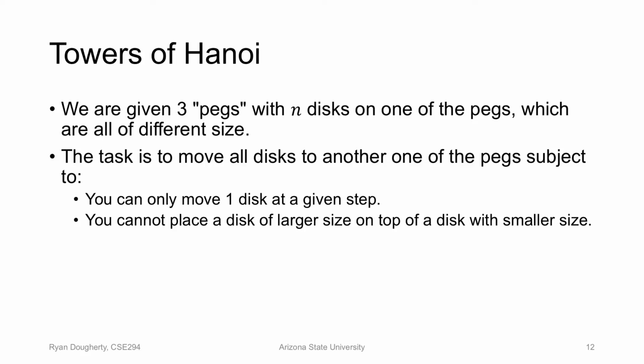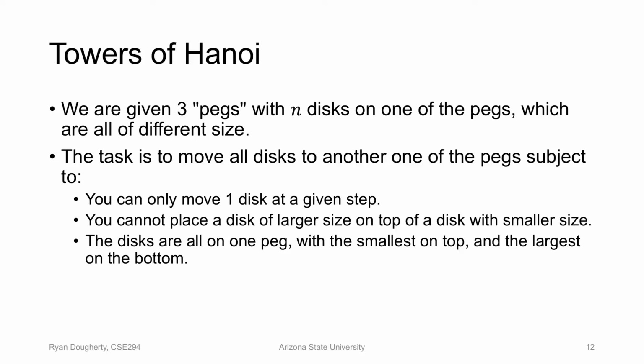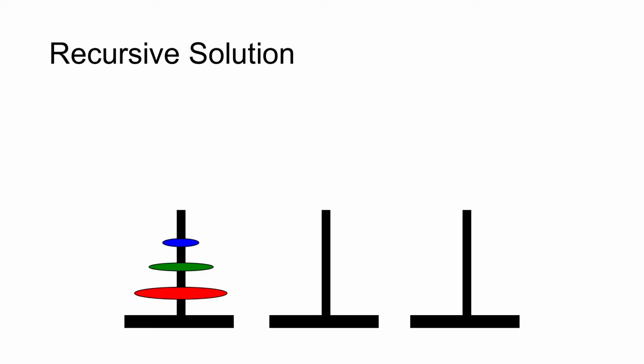So at the beginning, it's basically looking like a pyramid, right? So the smallest disk is on top, then the next largest, then the next largest, all the way to the bottom. The other two pegs are empty. And we want to be able to move this entire stack of disks onto one of the other two pegs. And so basically at the end, since they're all different sizes, we're going to have the same arrangement, but on one of the other pegs. And the disks are all on one peg, the smallest on top, biggest on the bottom. And can we do this? Yeah, it turns out we can.